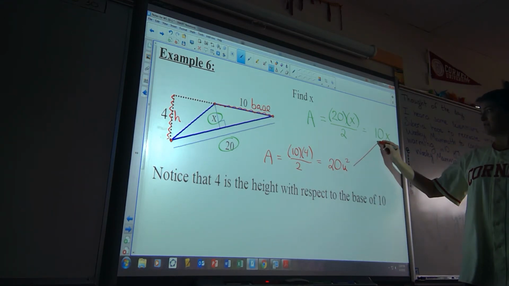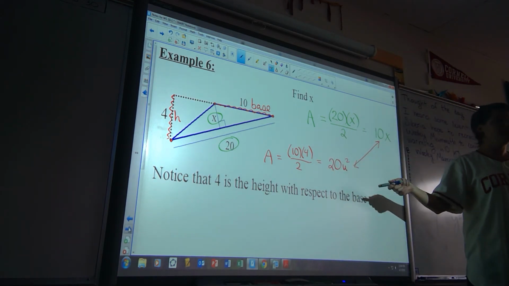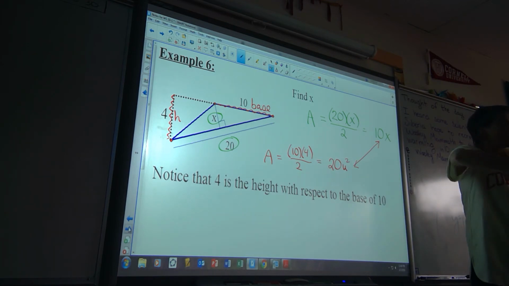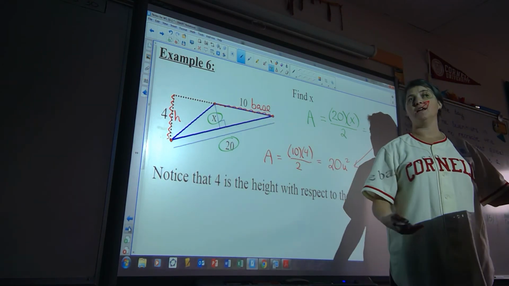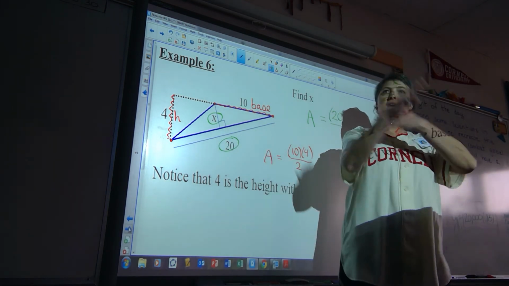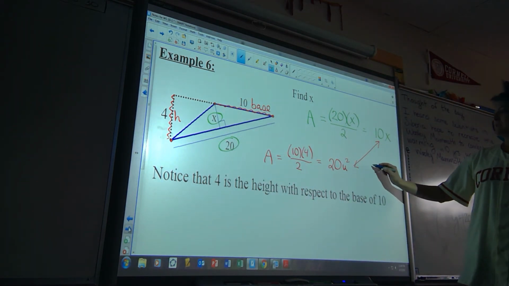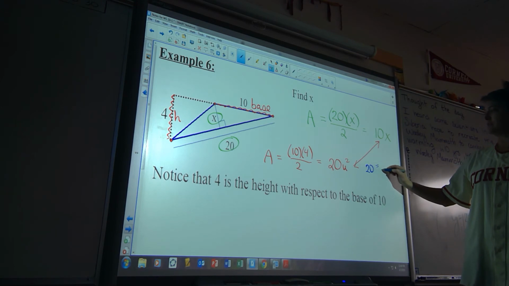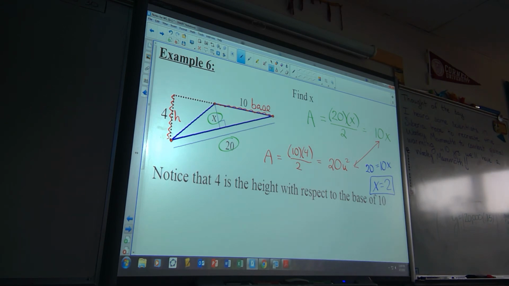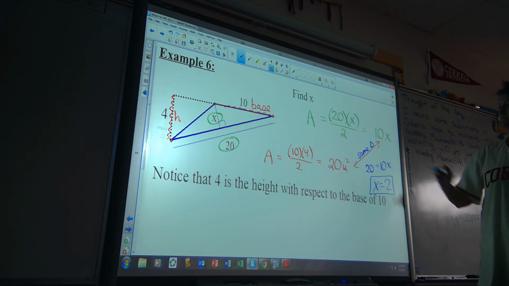And then look at that. Wouldn't these be the same? Right? I'm working with the same triangle here, folks. That blue triangle never changed. All I did was I rotated my head, and at one point I called this the base, and then at a different point in the problem I called that the base. So in this case, the area is equal to 10x, so x is 2. So these are the same triangle.